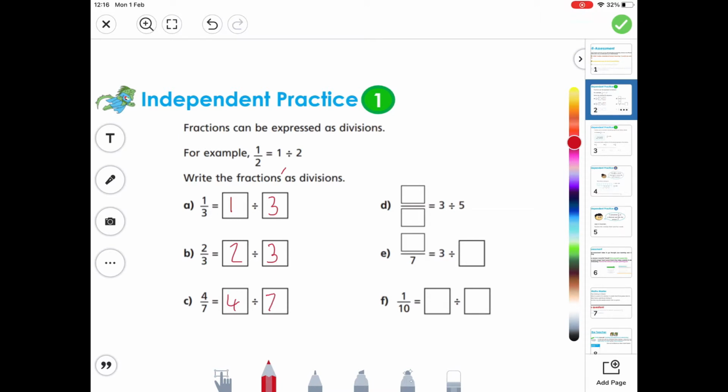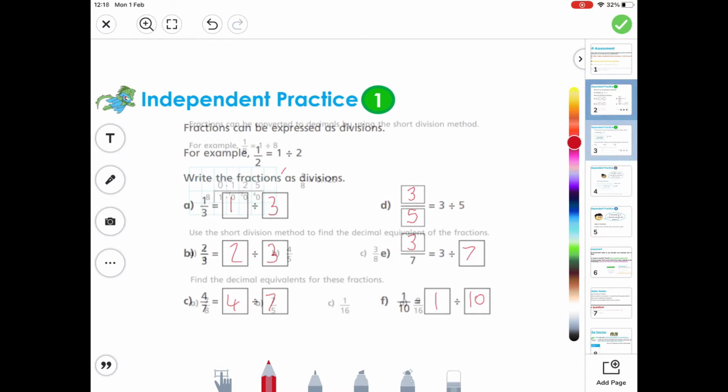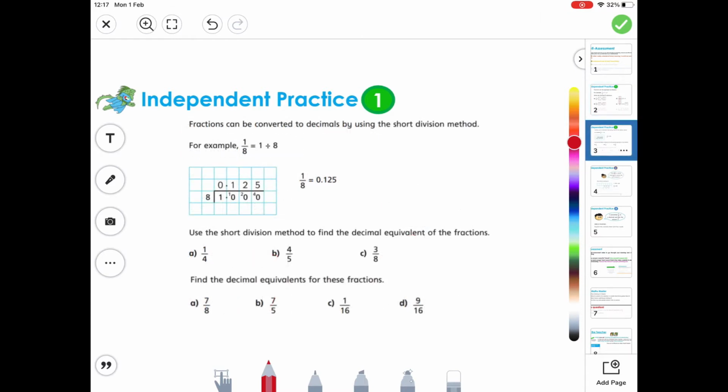On D, we have the divisions, so that would be 3 over 5. E, we have something over 7 is the same as 3 divided by something. So 3 must be the numerator, 7 is the divisor, and 1/10 is the same as 1 divided by 10.